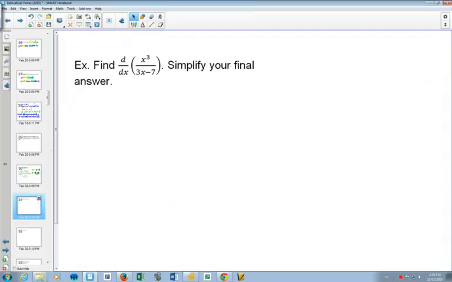Okay, so what we're going to do here is the derivative, and this one does say simplify your final answer. If it doesn't say that, you could just use the formula and write out your answer in its expanded form and you would be fine. But this one does say simplify as much as possible. So we'll look at what happens with that.